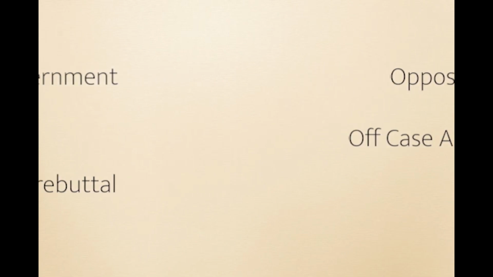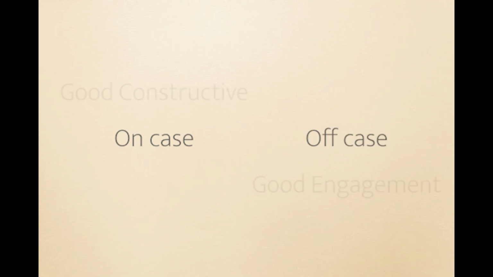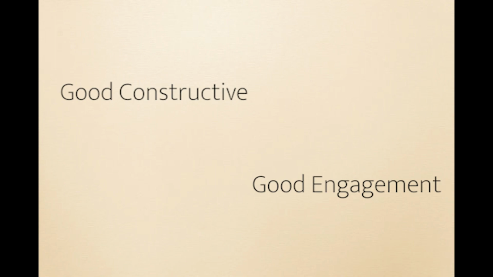Within your speech, it is important to strike a balance between talking about on case and talking about off case, because you want to ensure that you are fairly engaging with the opposing side while also making constructive arguments for your side as well. Only focusing on your own side leads to a lack of engagement in the debate, and only focusing on your opponent's side leads to a lack of positive argumentation.